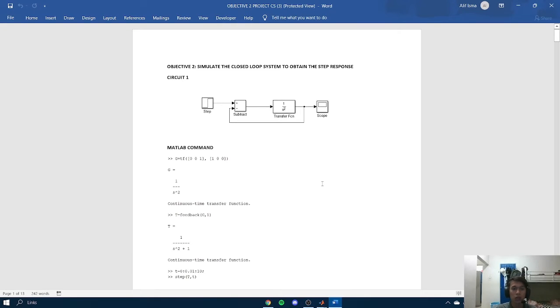Assalamualaikum warahmatullahi wabarakatuh. My name is Muhammad Nazmi Bituhid. My metric number is AA200972, and I will explain about our objective 2 project, which is to simulate the closed loop system to obtain the step response.